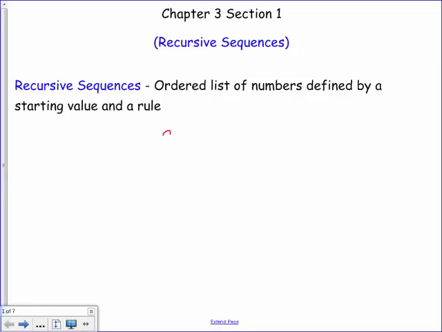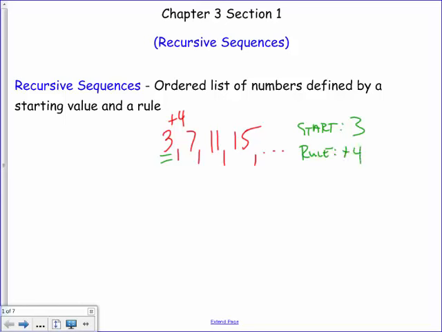So an example would be like 3, 7, 11, 15. Right? And it just keeps going. So what's happening here? It's really adding by 4 each time. And in this case, it's starting with the number 3. So I would say its starting value is 3, and its rule is plus 4.